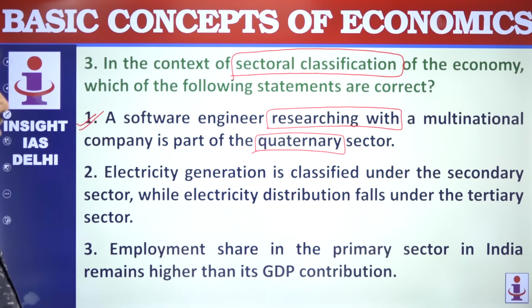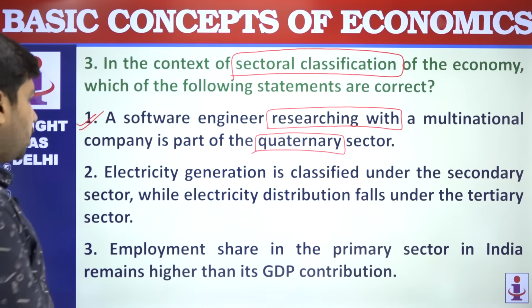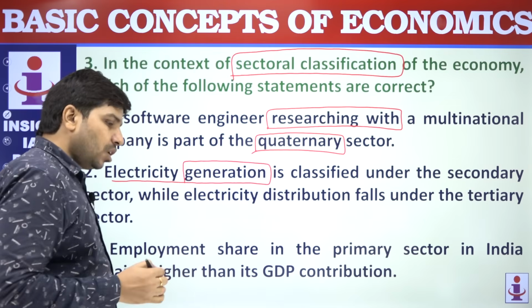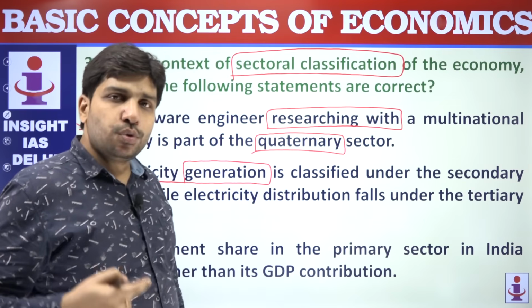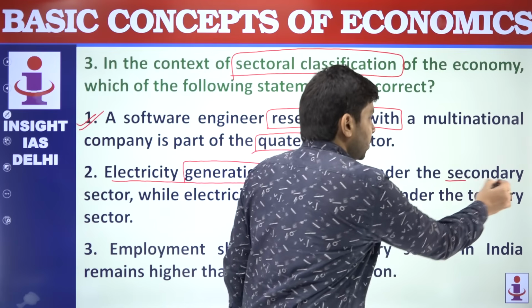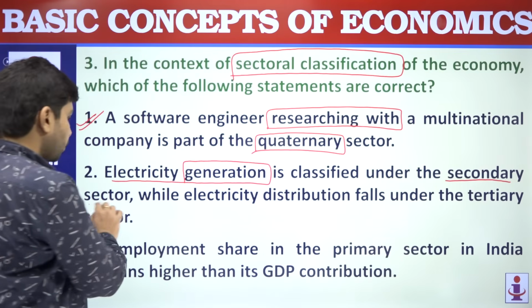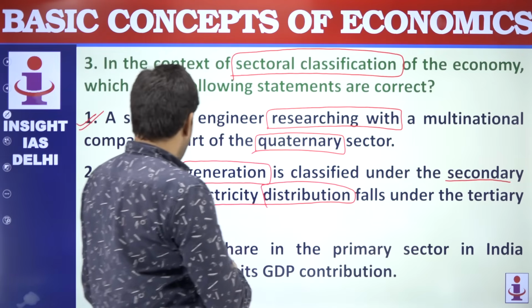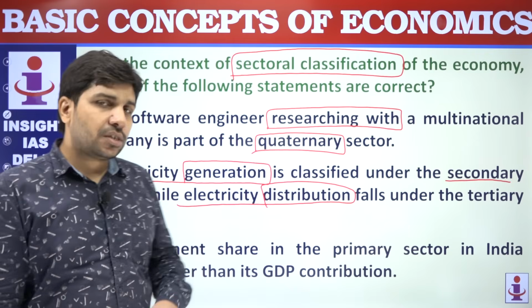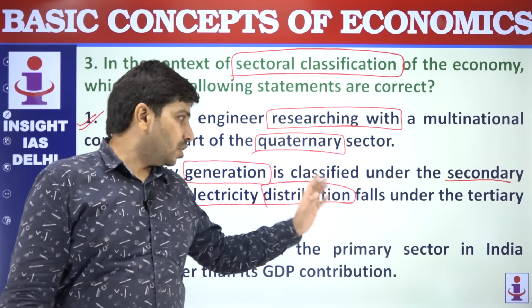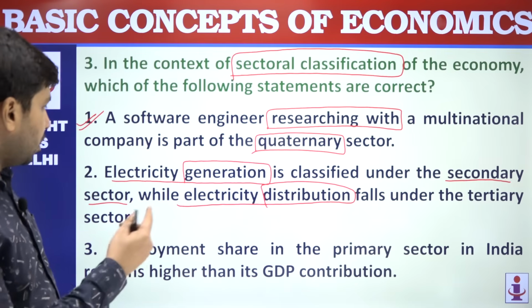Electricity generation is classified under the secondary sector. Yes. Generation means using raw materials to produce something more useful, so it is classified under the secondary sector. Very much true. Electricity distribution falls under the tertiary sector. Distribution is a kind of service, selling of something intangible. So it will come under the tertiary sector.